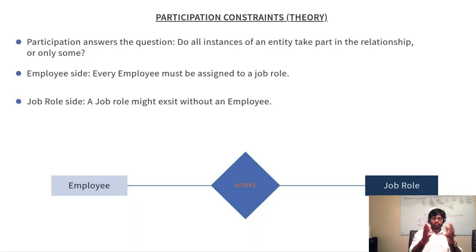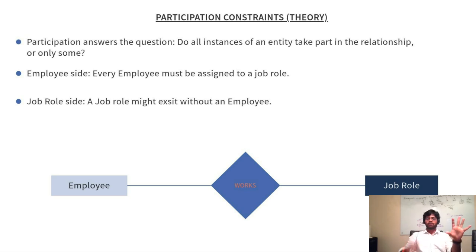Now, let's understand the key constraint, participation constraint. Well, this participation constraint answers the question: do all the instances of an entity participate in the relationship, or just some? In simpler terms, it tells us whether every member of an entity set is involved or if it is just optional. Let's analyze both sides of our example.